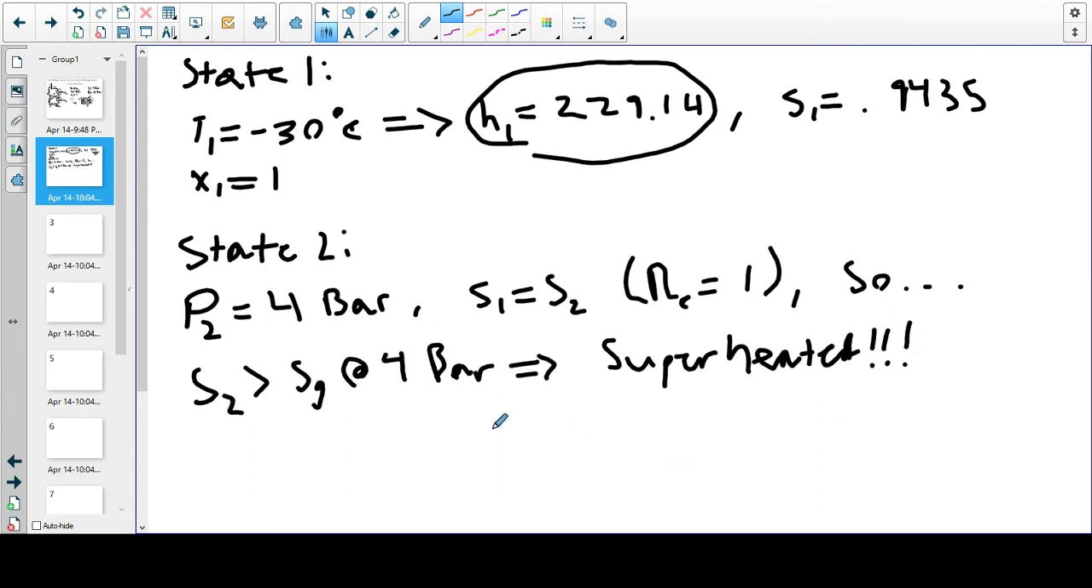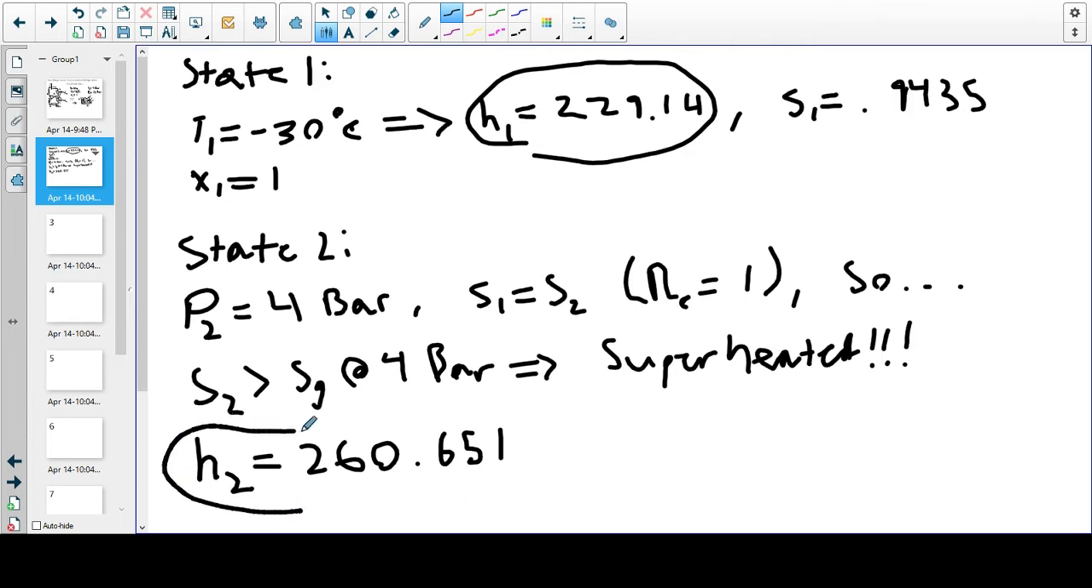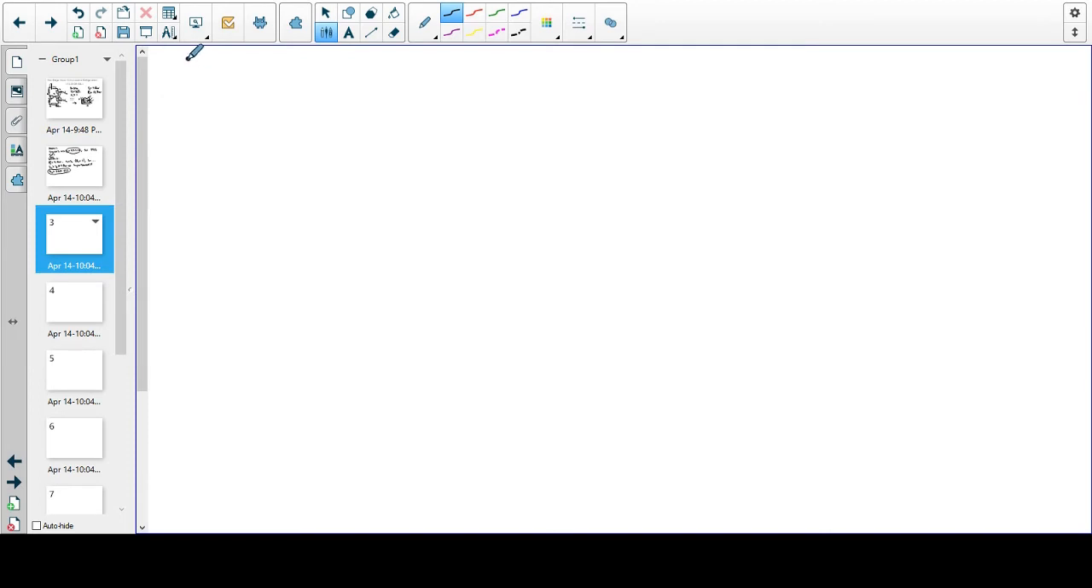And so, since we know that, we can then go to the table. Once again, I think this is A20 or A12E, and you just pull it up at 4 bar. Or no, it should be A12, just A12 because we're not in English units anymore. And you'd get an H value of 260. Yeah, I forgot we were in English units, but we're not. We are in the better unit set.